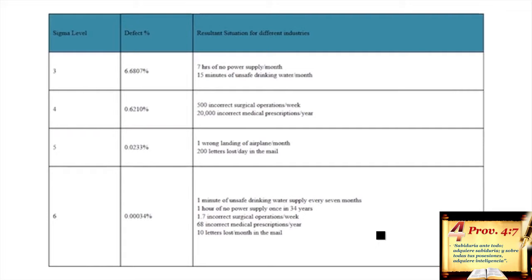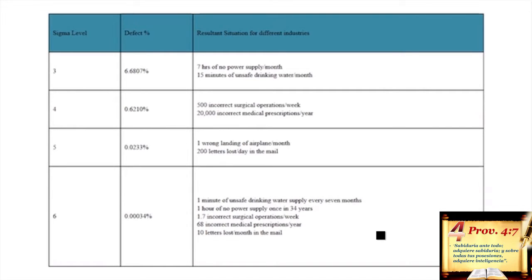20,000 incorrect medical prescriptions per year. Sigma level 5, 0.0233%. 1 wrong landing of airplane per month. 200 letters lost by day in the mail. Sigma level 6, 0.00034%. 1 minute of unsafe drinking water supply every 7 months.